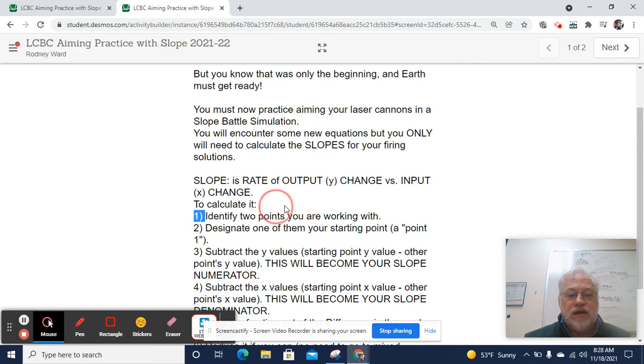First, identify the 2 points you're working with. Designate one of them to be your first point, a starting place for your subtraction. It does not matter which one, though perhaps one direction of subtraction will be easier than the other, so you can make your judgment call on that. Then we'll subtract the y values: the starting point y value minus the other y value.